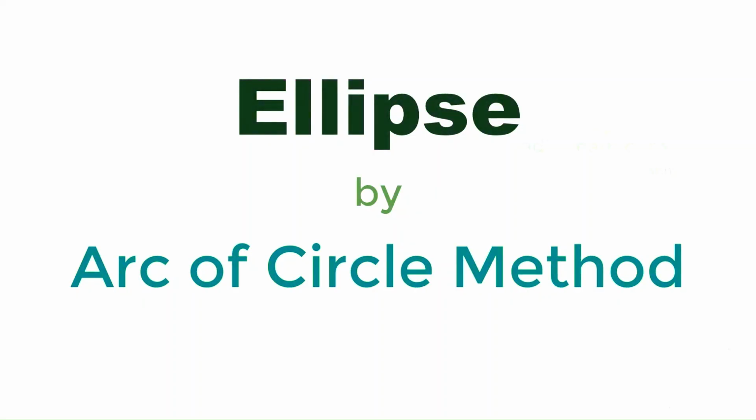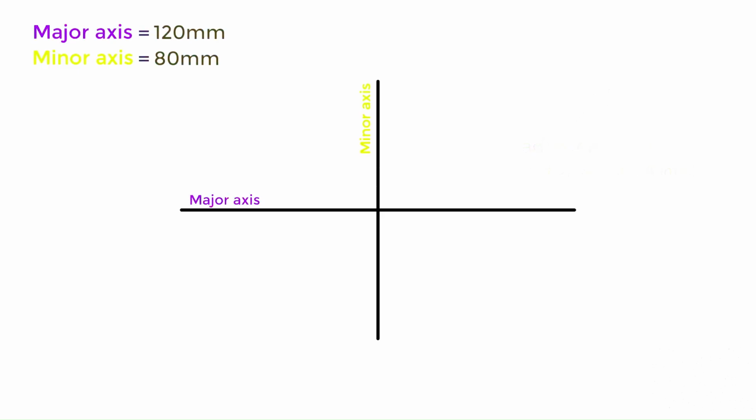In this video, we will see how to draw an ellipse using the arc of circle method. To draw, we'll take the major axis of an ellipse as 120 mm and the minor axis as 80 mm. Let's draw. First, we need to draw the major and minor axis.